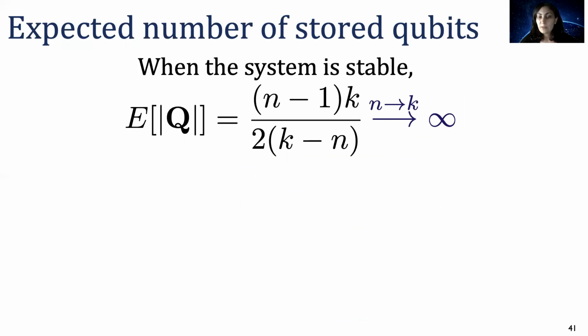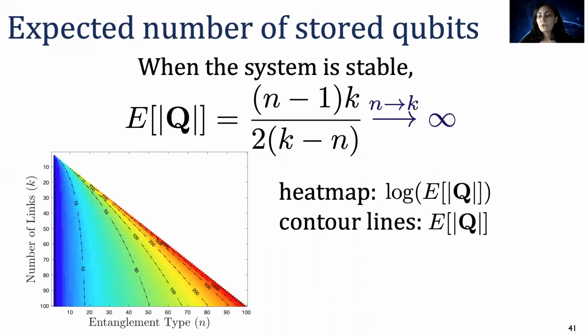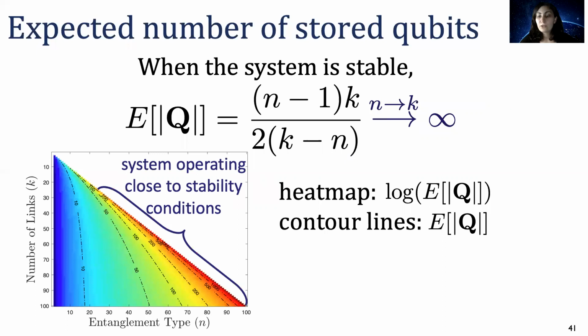Let's look at a heat map of the log expected number of qubits. Here, the contour lines represent E of Q. The x-axis is the entanglement type, or n for n-partite GHZ state. And the y-axis is the number of links k. We can see that the memory usage becomes high near the diagonal, where n is close to k.